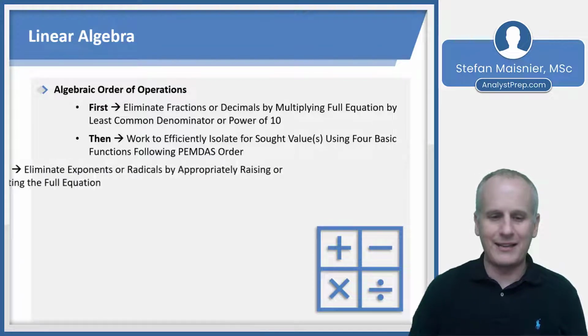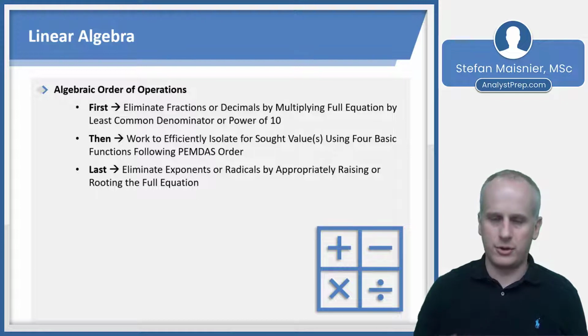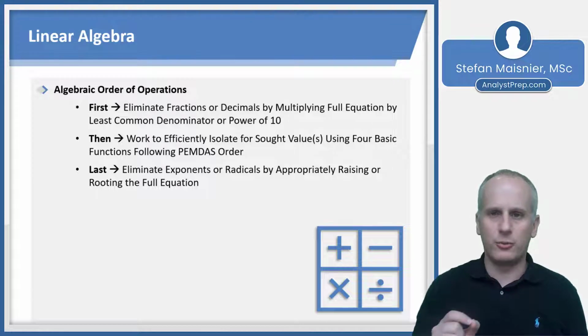So then our last step is going to be to eliminate exponents or radicals by appropriately raising or rooting the full equation. You leave this until the end because otherwise you're going to have to do a whole lot of distribution and the square rooting gets weird and the exponents get weird. You're going to just leave this until the last bit, and hopefully your radical or exponent is as isolated as possible on one side of the equation at that point.